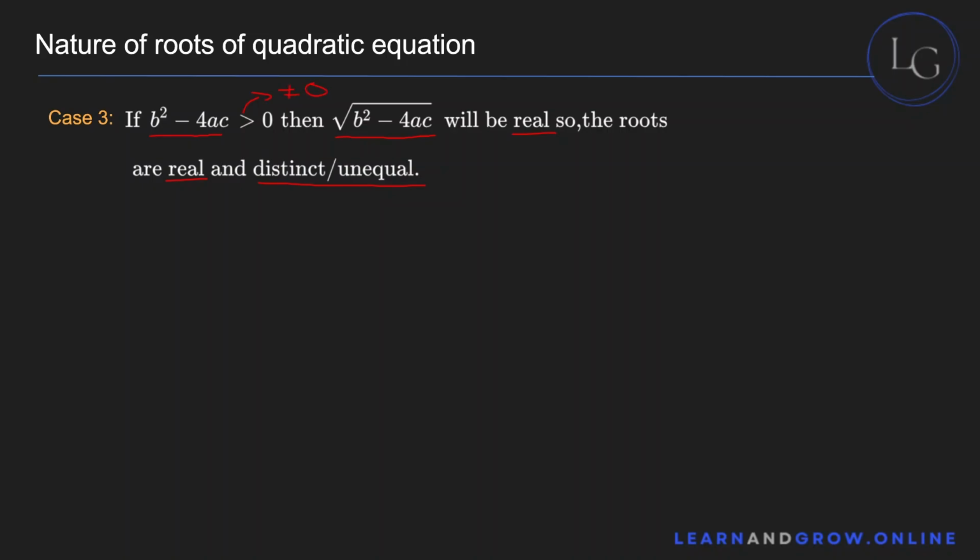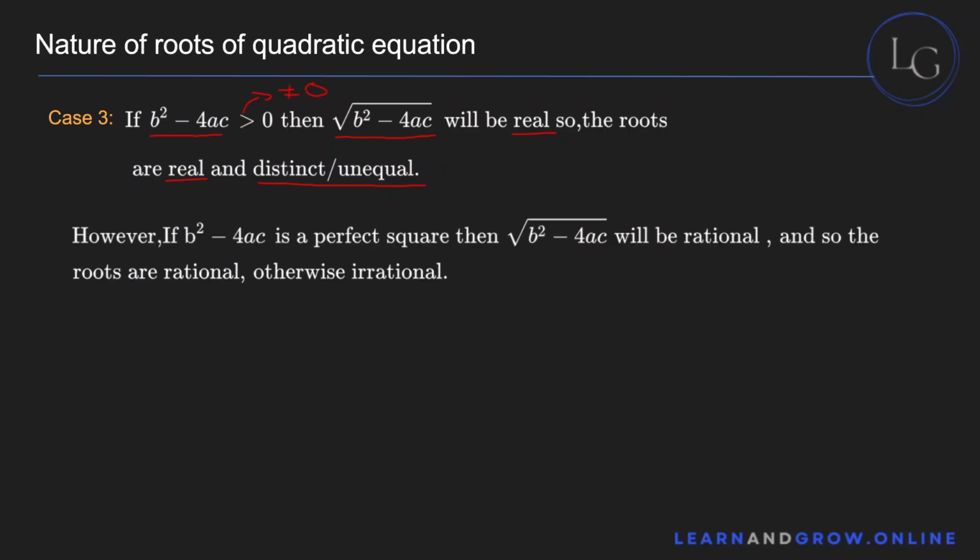The discriminant is not equal to 0. And what you must also remember is that if b square minus 4ac is a perfect square, then this under root b square minus 4ac will be rational, otherwise it will be irrational. The roots will be rational if this b square minus 4ac is a perfect square, otherwise irrational.